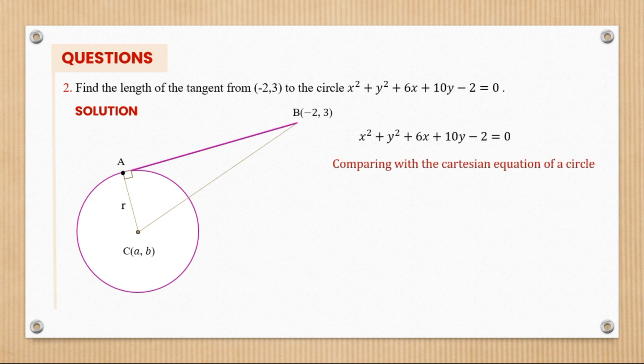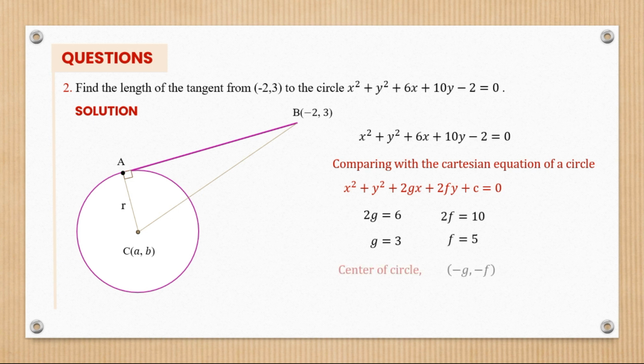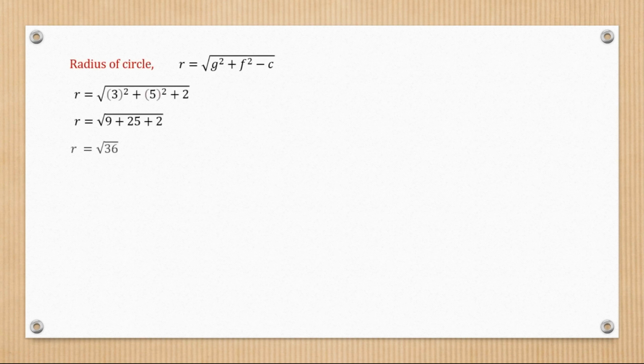Comparing this equation of the circle with the general Cartesian equation of a circle, we can see that 2g shall be equal to 6, of which g shall be 3. Then 2f shall be equal to 10, which means f is 5. So the center of the circle, which is (-g, -f), shall be (-3, -5). That means the radius of the circle can be found from this formula, of which I'll have root of 36, which shall be 6 units.